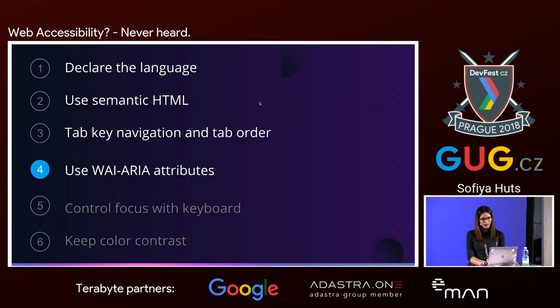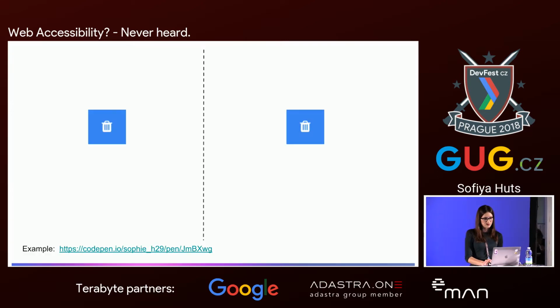So the first step is about using ARIA attributes. In the second step, we covered that it's better to use semantics. But there are cases when you're building some custom controls and you actually can explain to the user what this is. For those cases, use ARIA attributes. And I'll explain why.